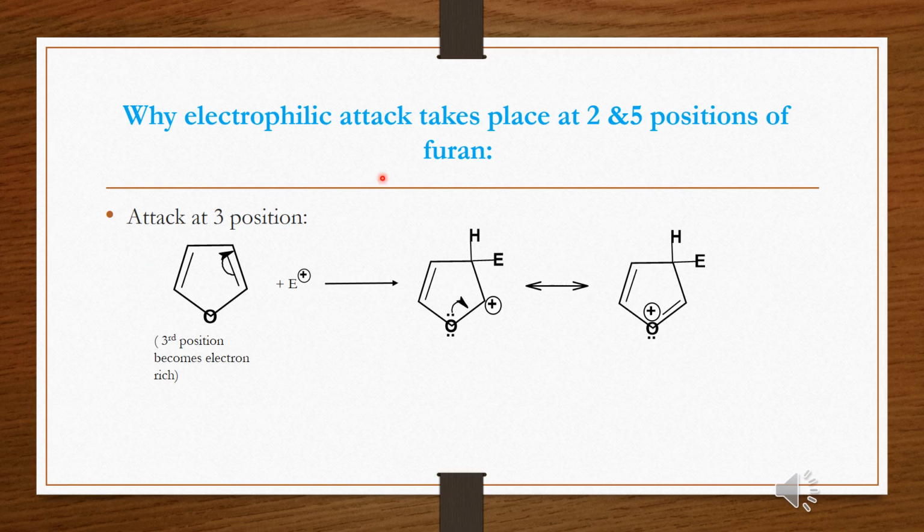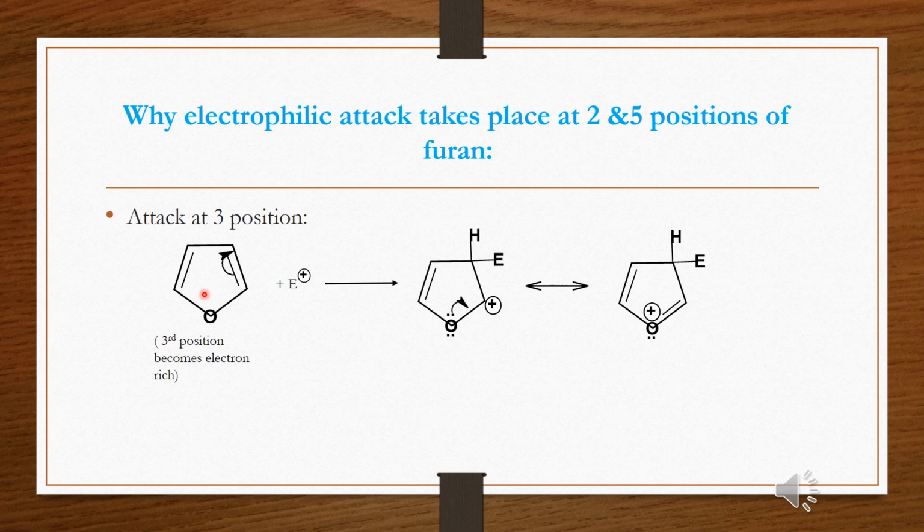Now, why do electrophilic attacks take place at the 2 and 5 positions of furan? It always comes in the "give reasons" questions. So when attack takes place at the 3 position, what will happen? Just consider this case, 1, 2 and 3. The electrophile is an electron-loving group.